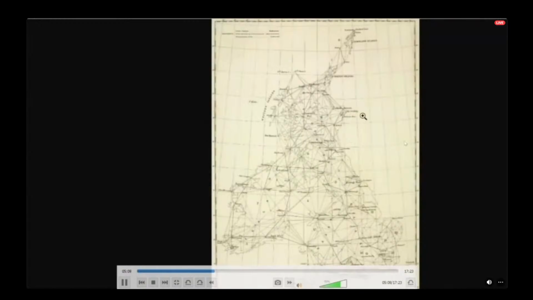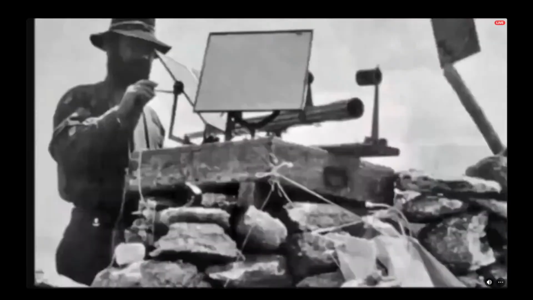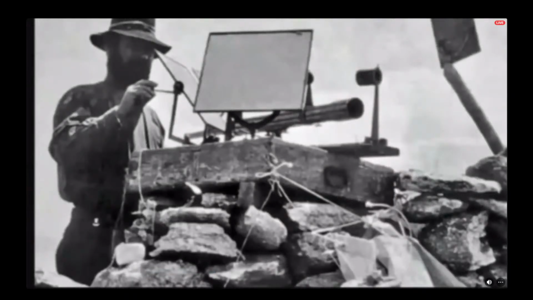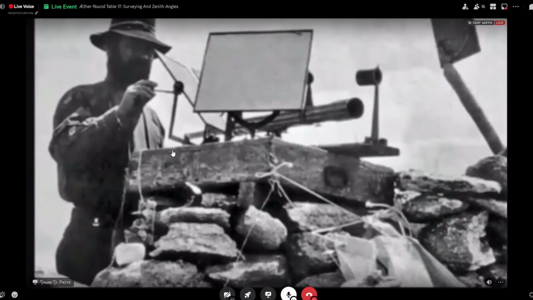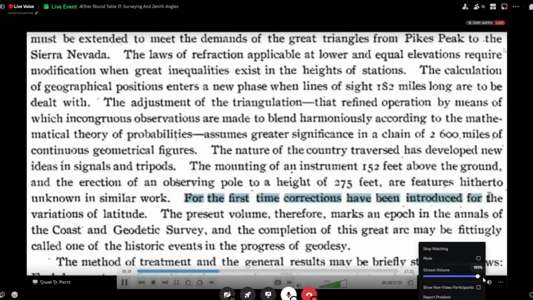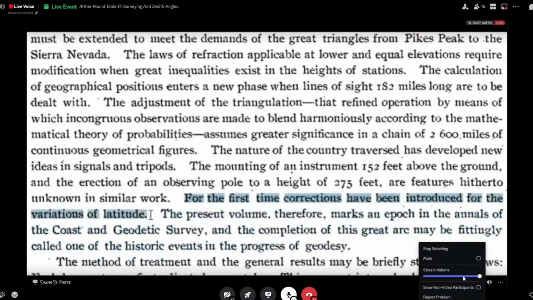Let's see here. Wow, yeah, no, it's continuous. Somebody using a heliotrope, you can see there's a telescope on it so that they can view the person with the theodolite who is measuring the angles. For the first time, corrections have been introduced for the variations of latitude, as we said before. So, marks an epoch in the annals of the Geodetic Society. No kidding. Historic events in the progress of geodesy.